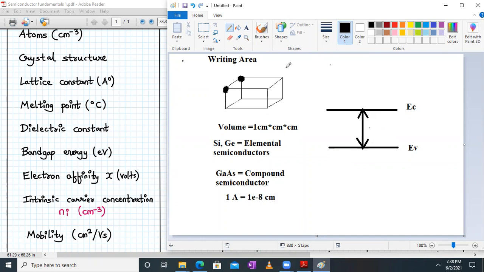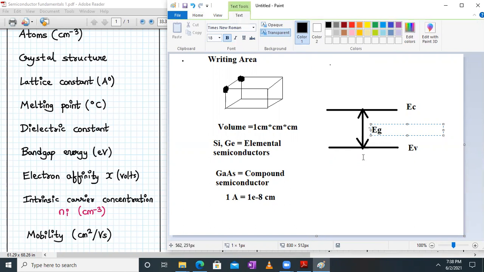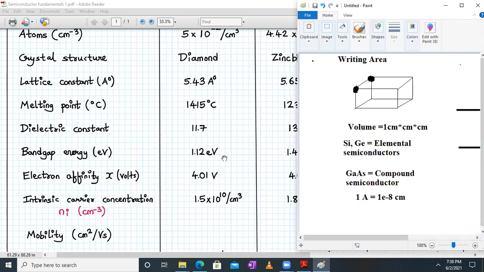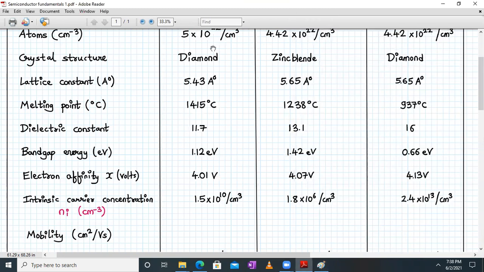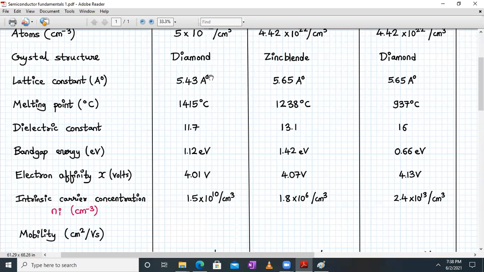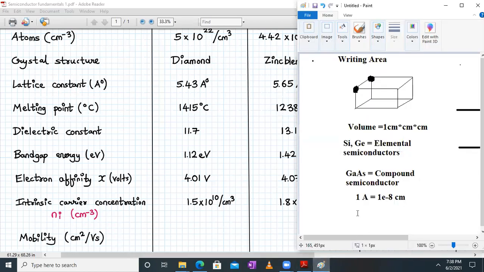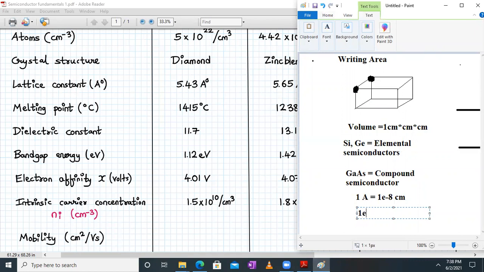This distance over here is the energy band gap, Eg, which also plays a major role. It is around 1.12 electron volt for silicon, around 1.42 for gallium arsenide, and 0.66 electron volt for germanium. It's also important. Now, what do we mean by 1 electron volt? It's energy, right?